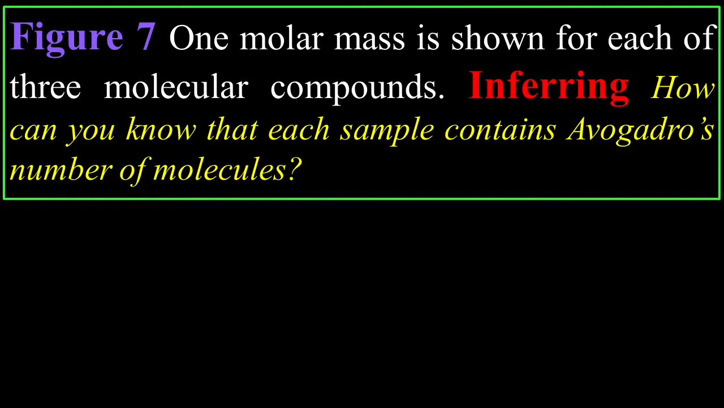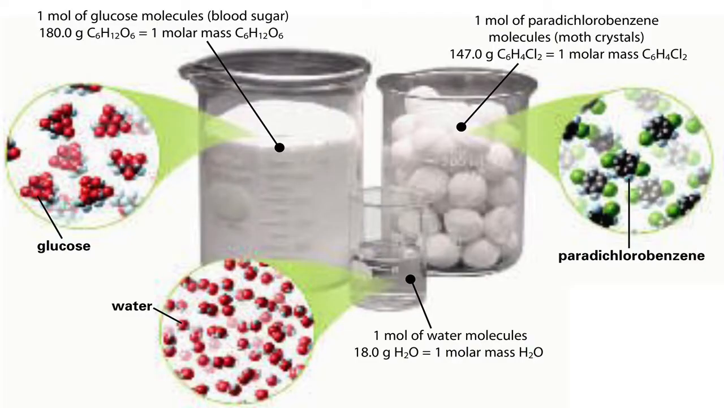How can you know that each sample contains Avogadro's number of molecules? Well, if it's 1 mole of a substance, the mass in grams of 1 mole of a substance will be equivalent to the mass of 1 particle in AMU. So if I have 1 mole of substance in grams, and that's equivalent to the mass of 1 particle in AMU, then it's Avogadro's number.